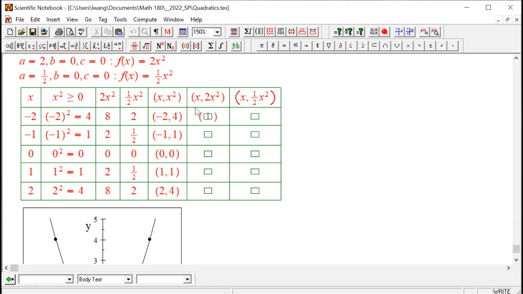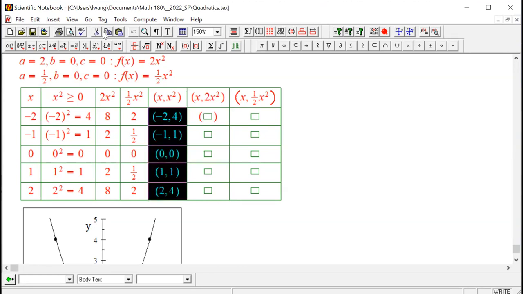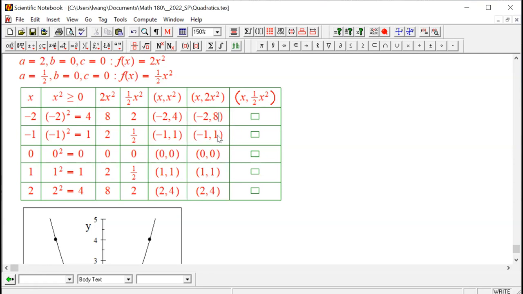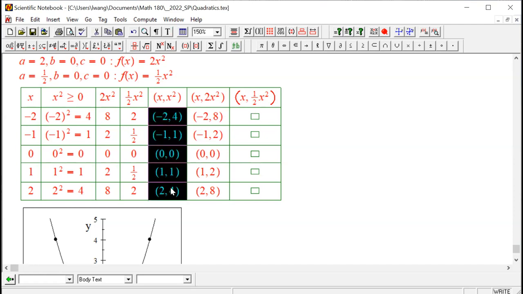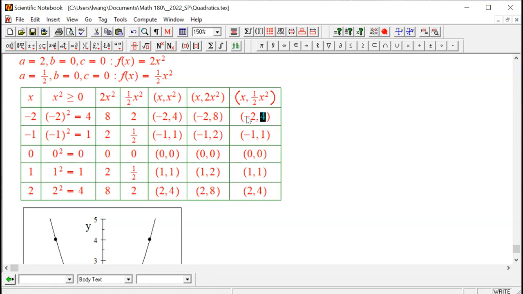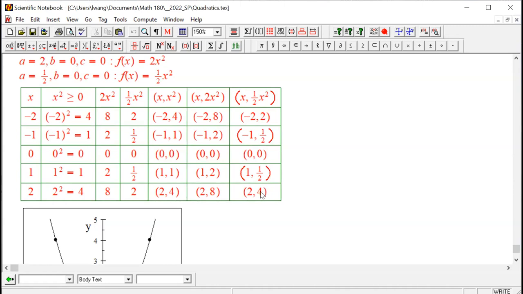So we got the points for 2x squared, same input. All of these are going to be the same, but the output is doubled. So the input stays the same, the output is doubled, and this is 8. I want you to put that in your mind. And the next one is the input stays the same, the output is halved. Half of 4 is 2, half of 1 is half, half of 0 is 0.